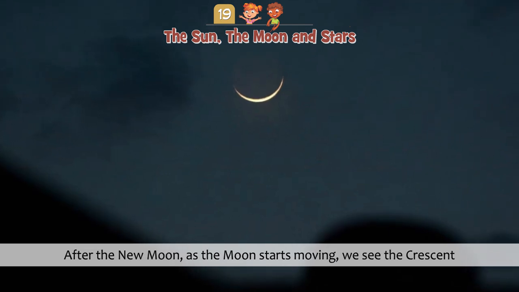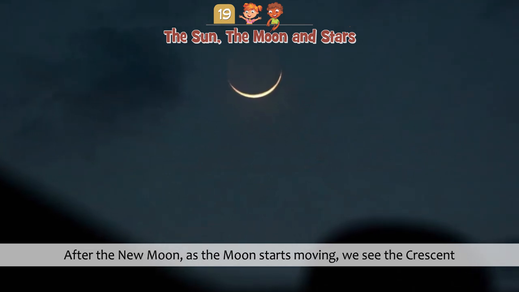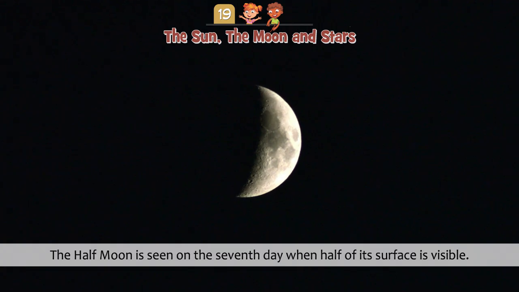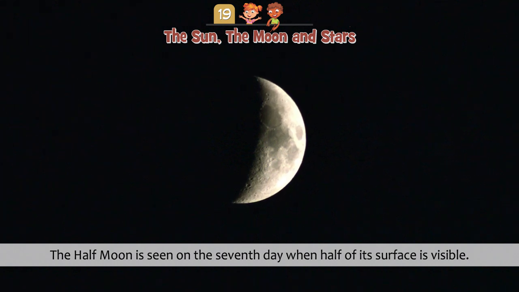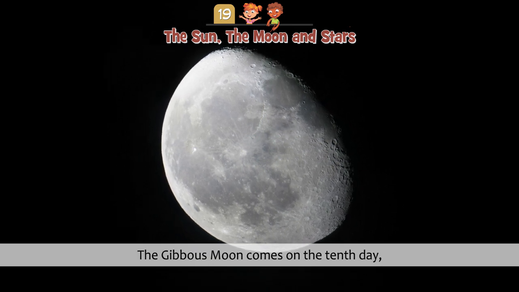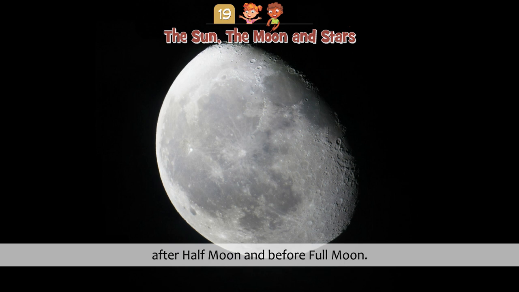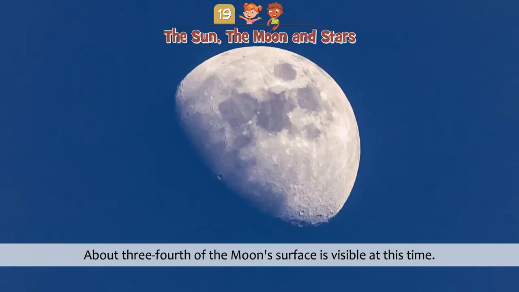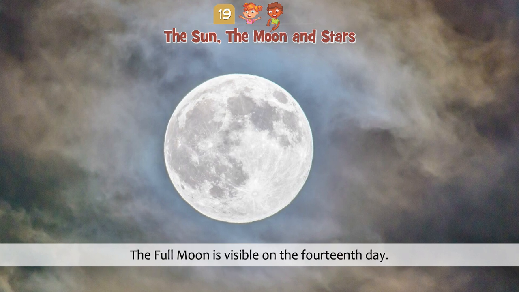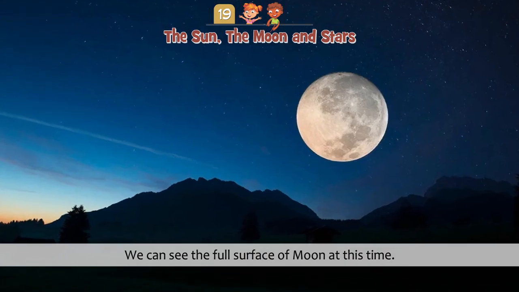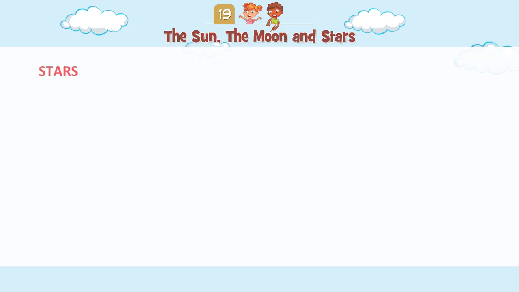Crescent moon. After the new moon, as the moon starts moving, we see the crescent moon on the 4th day. Half moon. The half moon is seen on the 7th day when half of its surface is visible. Gibbous moon. The gibbous moon comes on the 10th day after half moon and before full moon. About 3/4 of the moon's surface is visible at this time. Full moon. The full moon is visible on the 14th day. We can see the full surface of moon at this time.